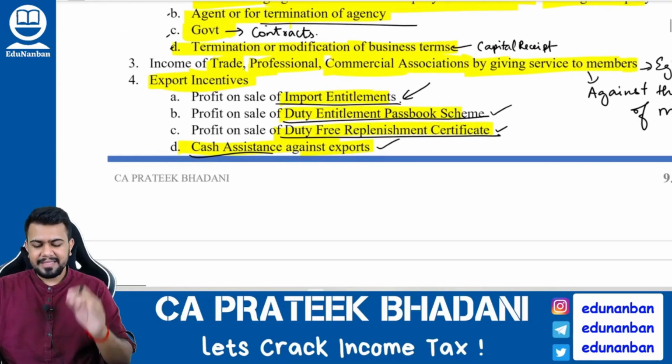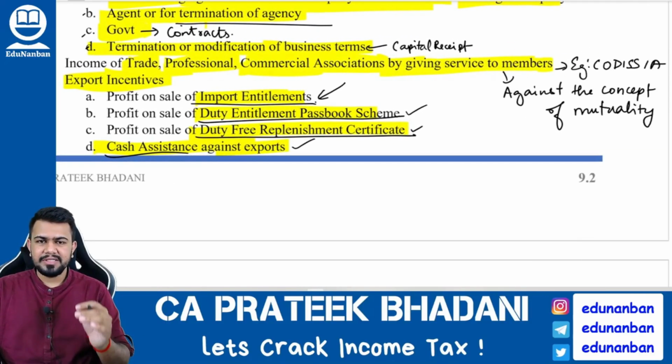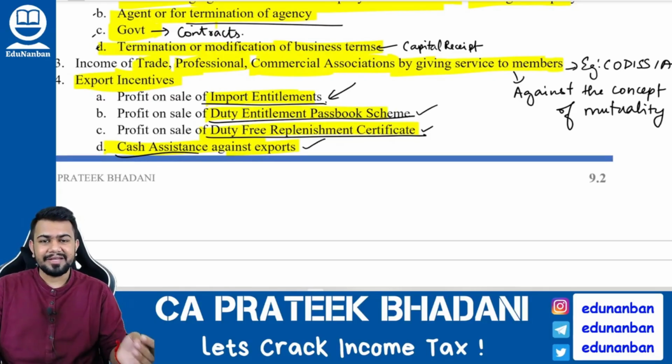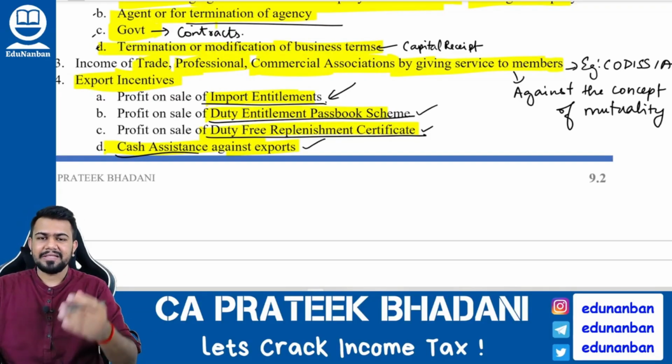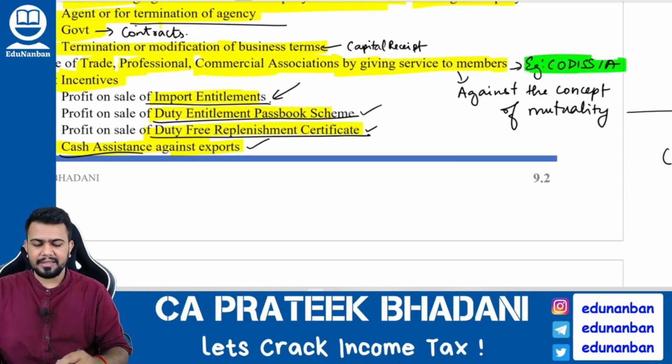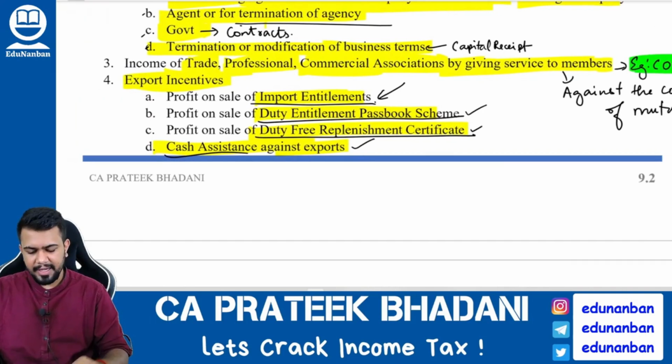Next, if there is any trade, professional or commercial association and such trade, professional or commercial association is giving service to its members and receiving the money, then the money received is called PGBP. Okay, I gave you an example of Codicia when I was taking the classes. Even Sidco, I told you.